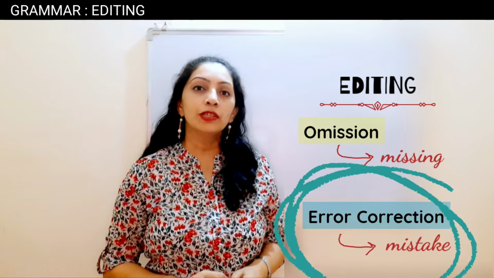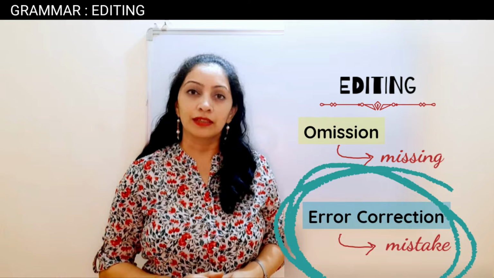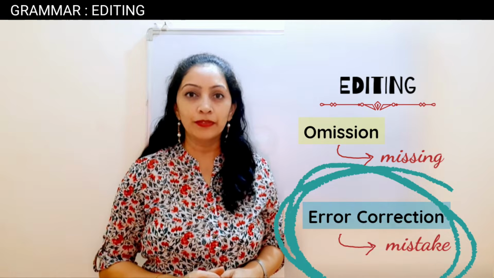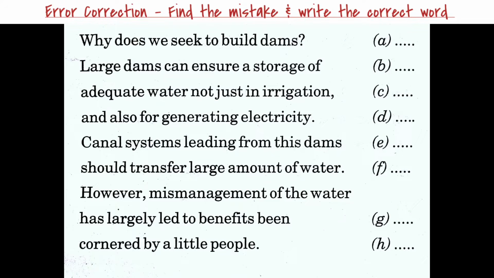In your exams you will be given this kind of a question wherein you will have a small paragraph. In front of each line you will see a blank, which means in that line there is a mistake. Now editing will have only one word mistake. Remember that. Not more than one word. So you have to find out that word in that line, underline it and write the correct answer in the blank. This is how you have to solve error correction.